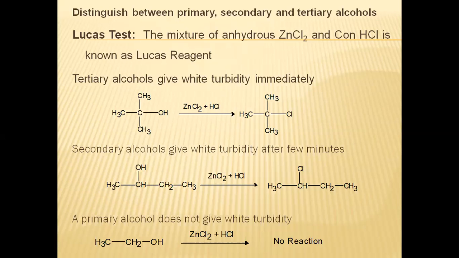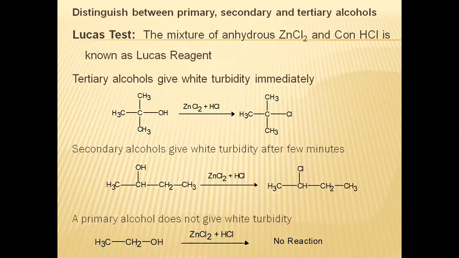The tertiary alcohol gives white turbidity immediately with the Lucas reagent. If the turbidity is obtained immediately, then it is a tertiary alcohol. If it forms slowly, then it is called a secondary alcohol. If it does not form, then it is called a primary alcohol.